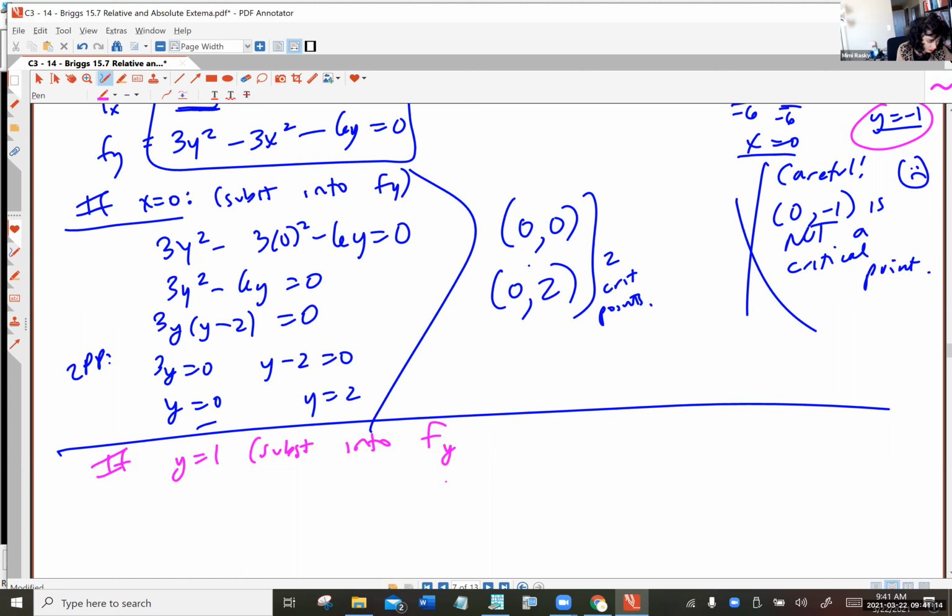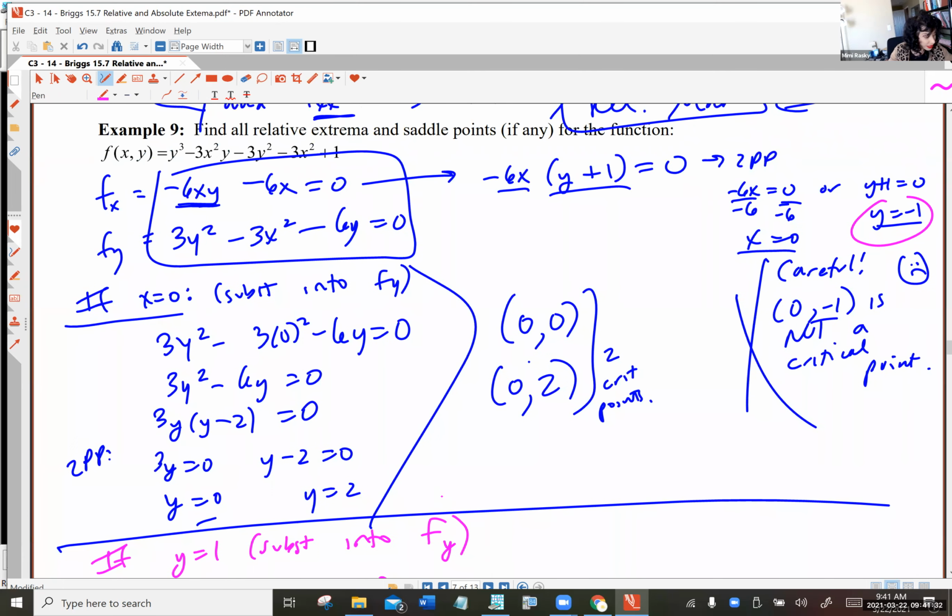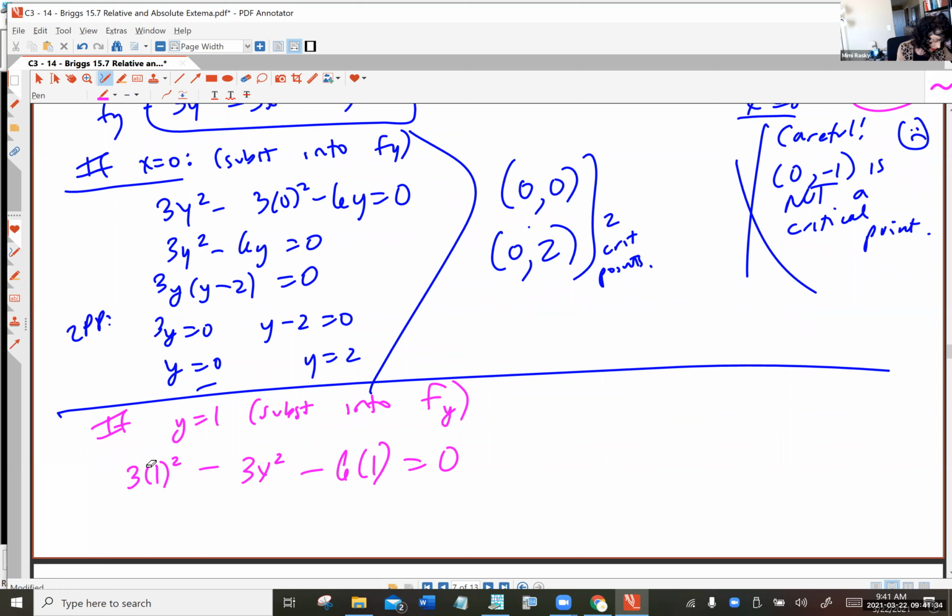So if I look at my f_y and substitute a 1 in place of y, oops, no, 1 everywhere I see a y. There's a couple places where I see a y here. Isn't it negative 1? Oh, negative 1, thank you. Negative 1, trying to go too fast here. Negative 1, negative 1.